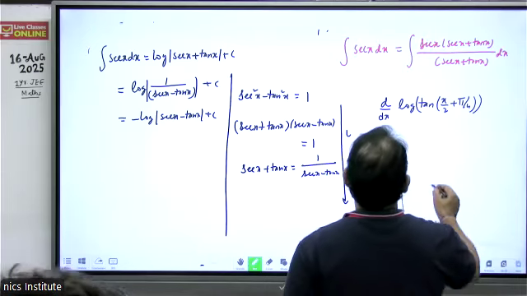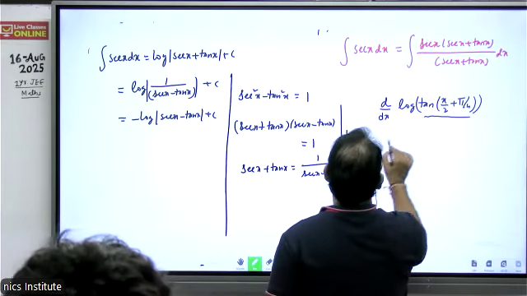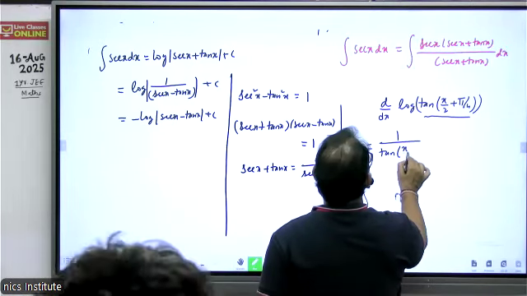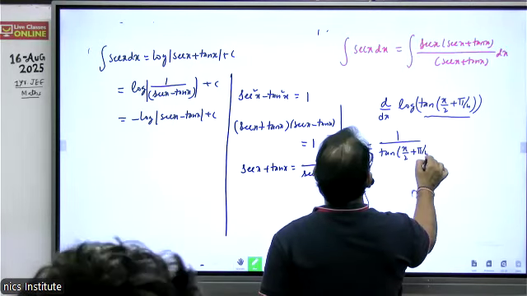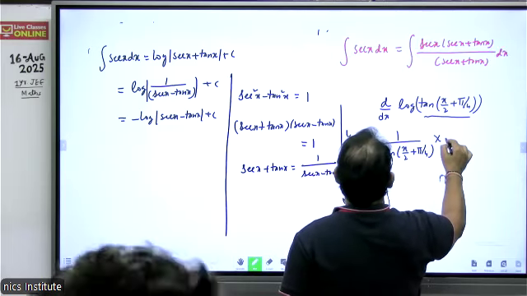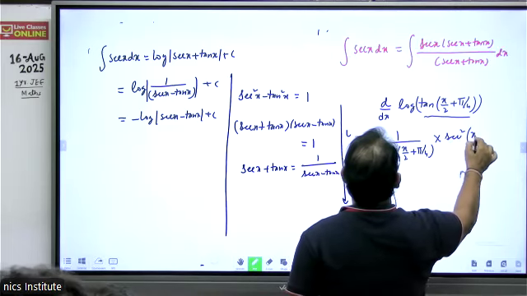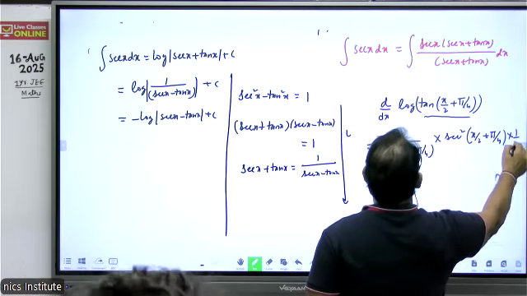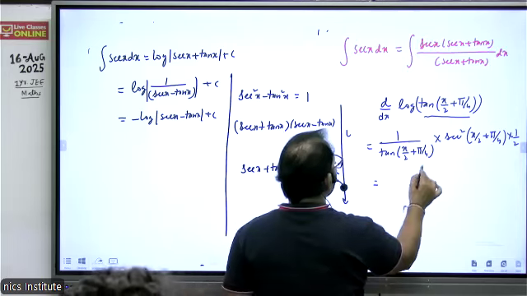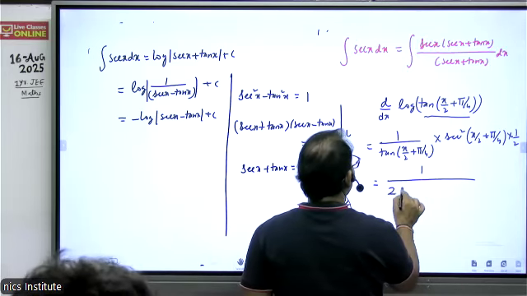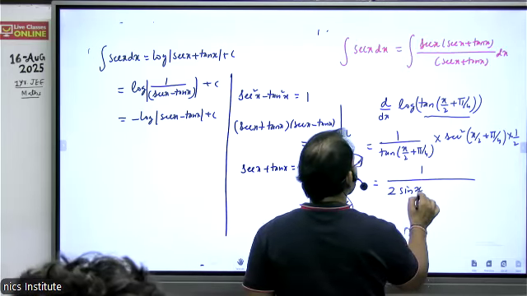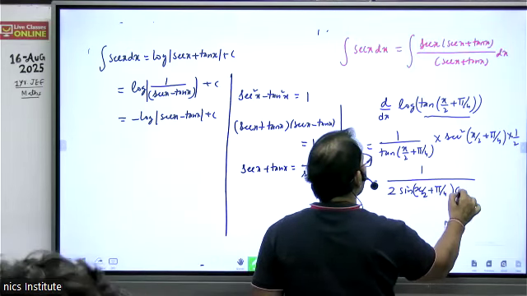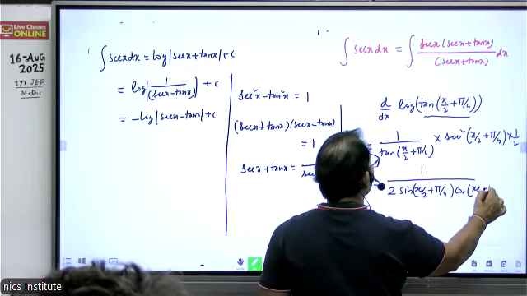Use chain rule. Derivative of log of something is 1 by that, so 1 by tan x by 2 plus pi by 4, right? Then differentiate tan, which is sec square x by 2 plus pi by 4, which again differentiate 1 by 2. Convert into sine and cos. So when you convert into sine and cos, it is 2 sine x by 2 plus pi by 4 into cos x by 2 plus pi by 4.